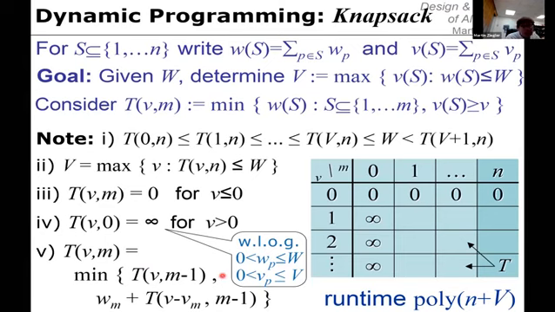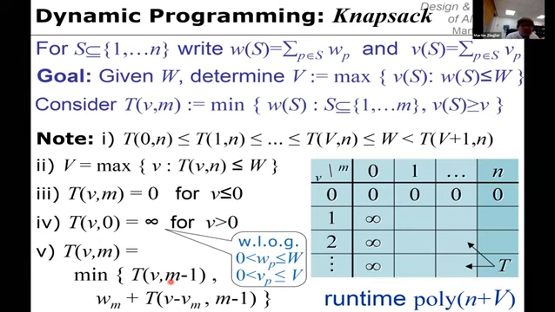The other case is where the mth packet is not part of the optimal solution. Then this optimal solution is also the optimal solution among the first m minus 1 packets. Right? So if the mth packet is not part of the optimal solution, then this is also the optimal weight one can get to achieve value v without considering the mth packet. So it doesn't make a difference whether we allow or exclude the mth packet.